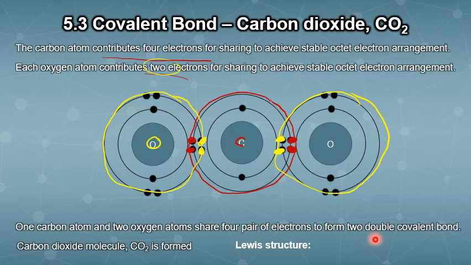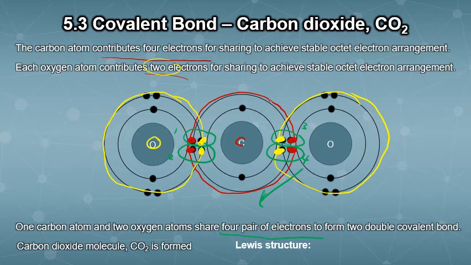Okay, 2 double covalent bonds. You must understand it. Why 2 double covalent bonds? It means like this. This is a pair. 1 pair, 2 pairs. And this is another, the third pair and the fourth pair. So that's why it says 4 pairs of electrons. And we know that, okay, what color do I want to use now?